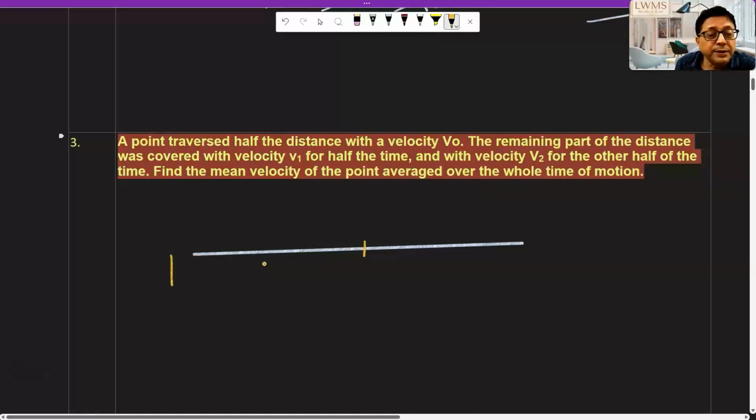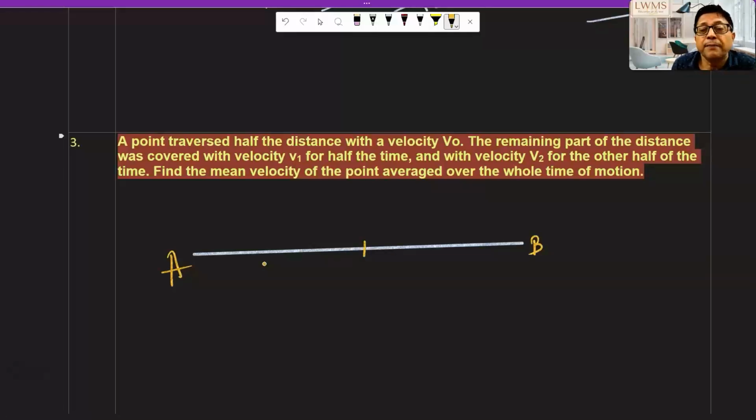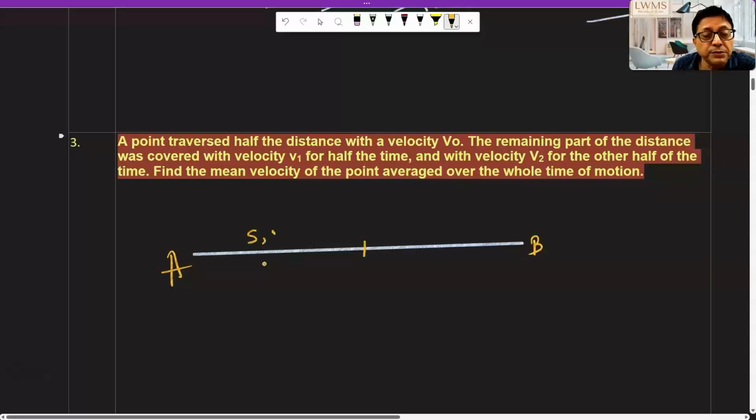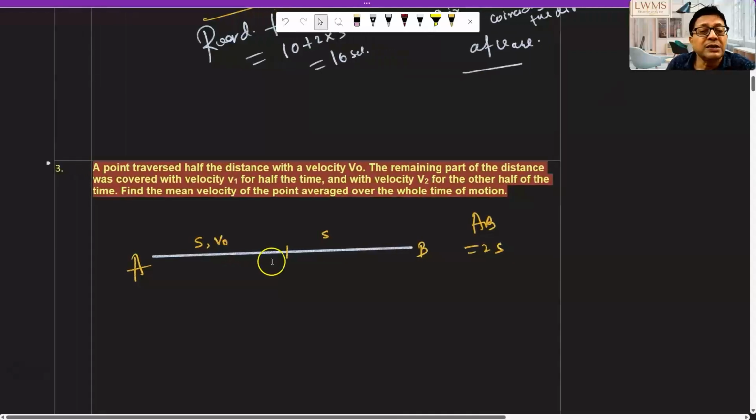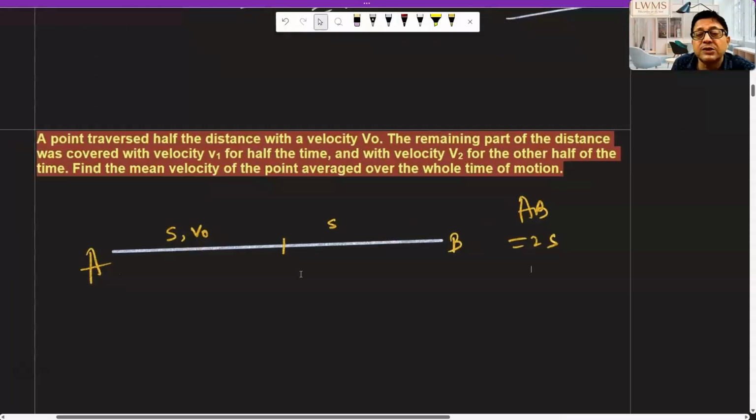So it is given that the particle traversed half the distance with velocity v0. This is half the distance s. This is another half. So the total distance AB I am taking as 2s. So s it has traveled with velocity v0. So what will the time interval be for that? What is the time interval here?